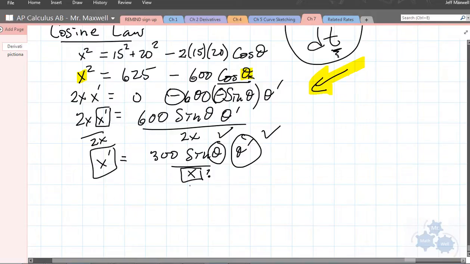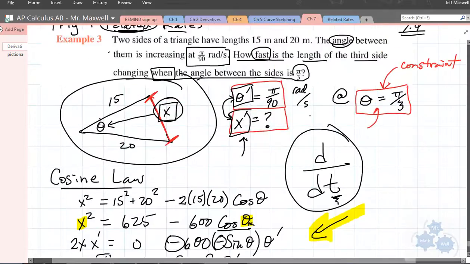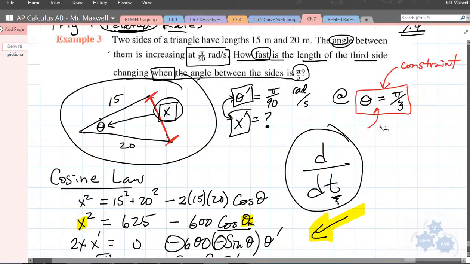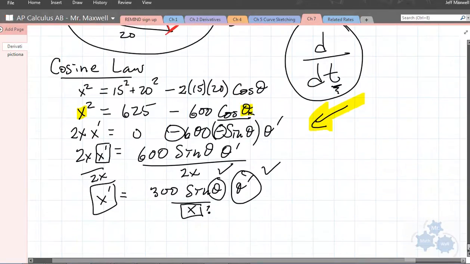You think to yourself, is there a way that I can figure out x at the point in time that we're talking about here? The point in time is when theta is pi over 3. So if you look at this and you say, okay, 15 is given, 20 is given, when this is pi over 3, could I calculate what x is at the same time? Yeah, you could. You just put pi over 3 right here, and then you can solve for x. So that's what we're going to do now. You just take this, put in pi over 3 right here, or down here in the simplified version, and we'll solve.